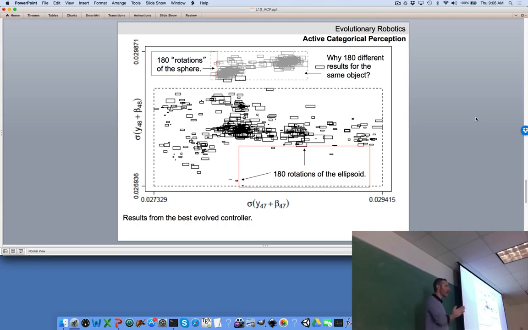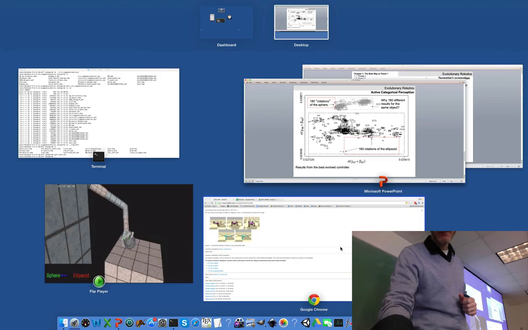Okay, so that's why I talk about this experiment in this class. It's a great experiment, but it's just the beginning of a much bigger picture. So for those of you that are interested in categorization, this might be something to tackle in your final project.